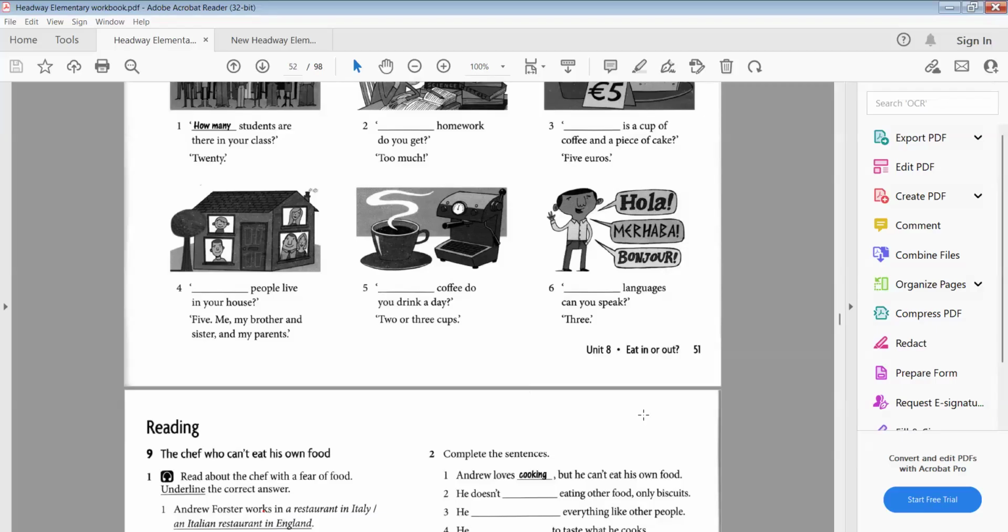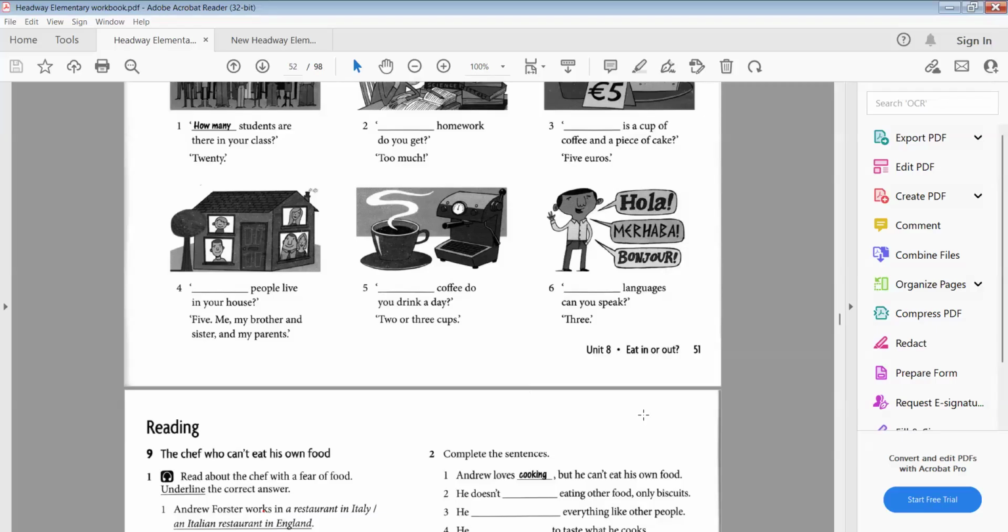I don't have any homework. I don't have any books. I don't have any bananas. I don't have any rice. It doesn't matter if it's countable or uncountable, we use any. And we use it for the question: Do you have any books? Do you have any apples? With the question, we use any.